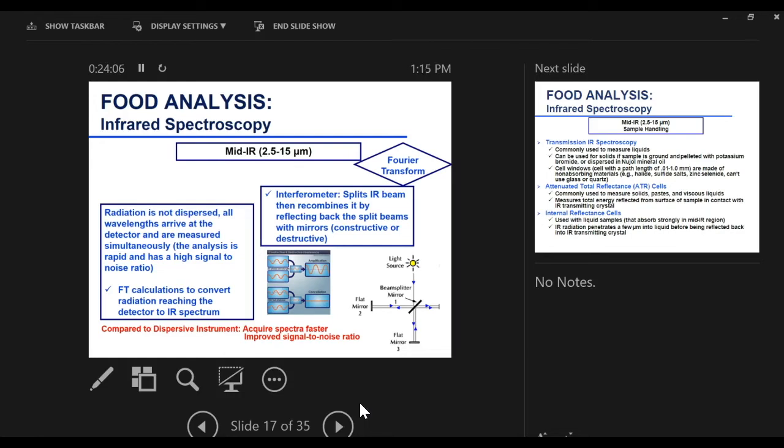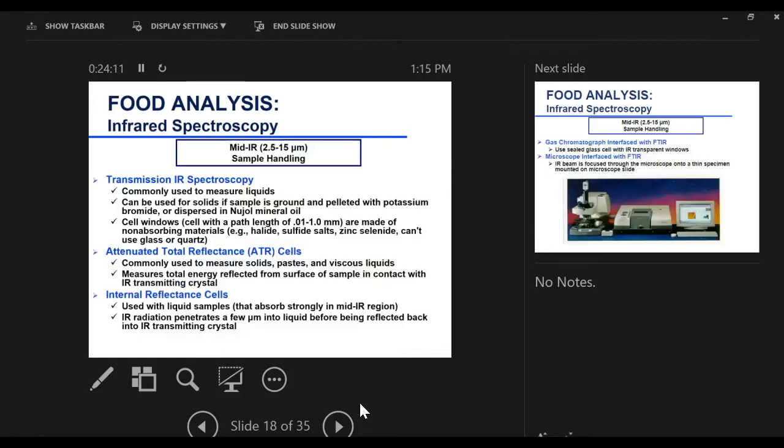So you can measure transmission or you can measure reflectance. Transmission is mostly used when you have a liquid sample. Your light goes in, and then whatever is not absorbed goes out, gets transmitted. If you want to use solid samples, you can, but then you have to pack it with potassium bromide or disperse it in a mineral oil. Then the light can be transmitted through, and some molecules can absorb part of that light.